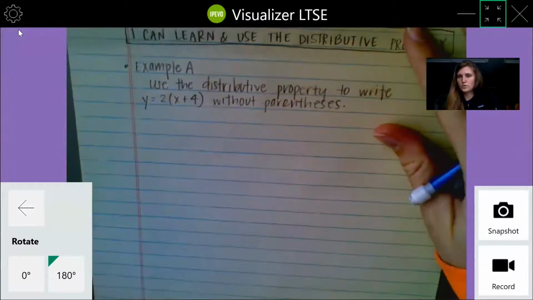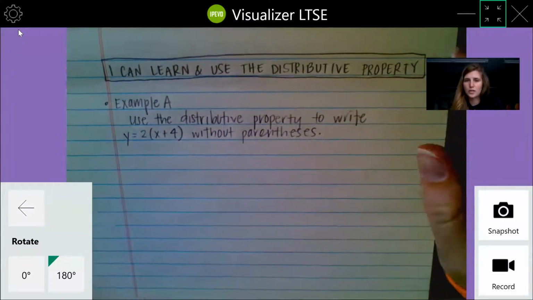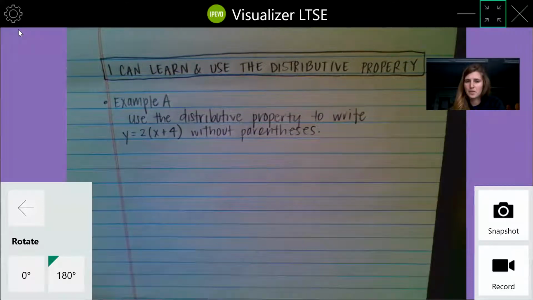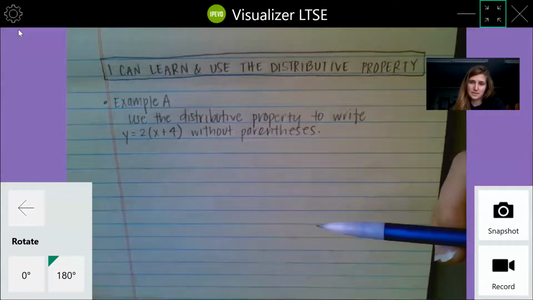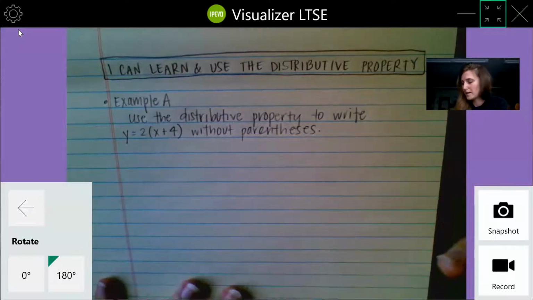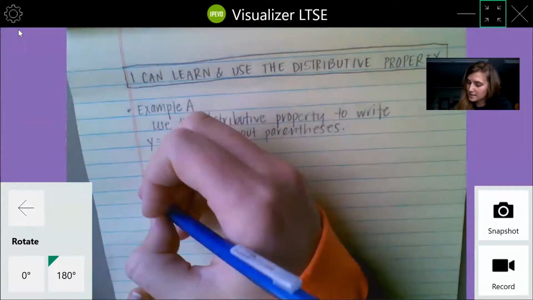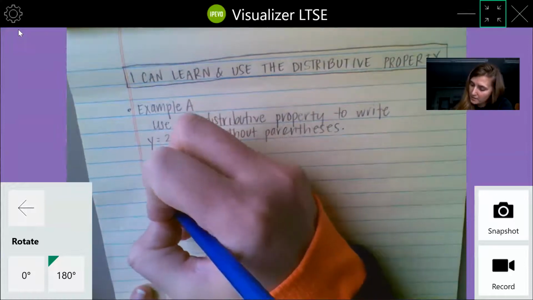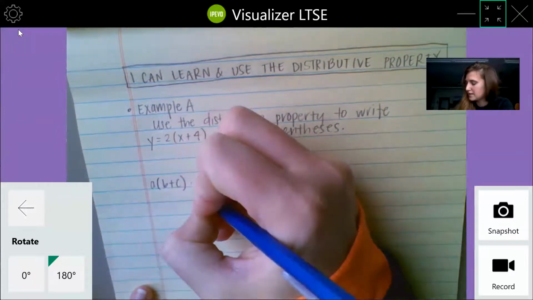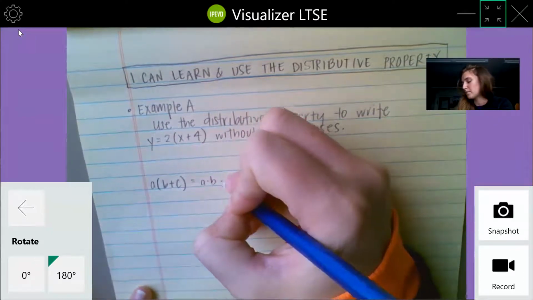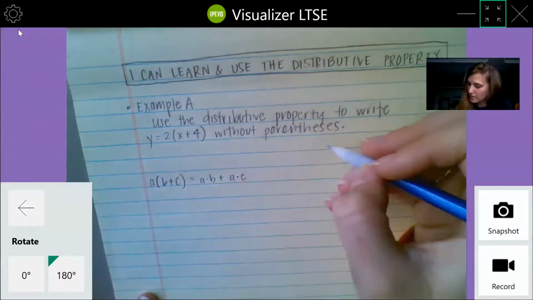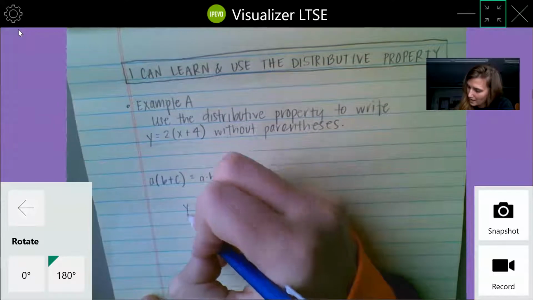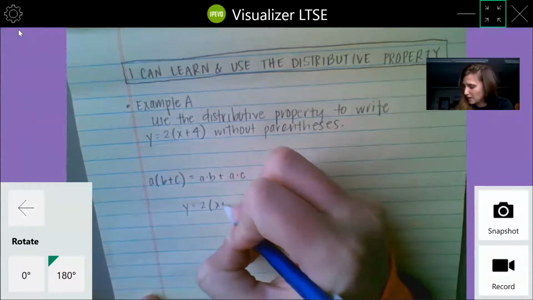So we're going to take a look at one of our objectives. I can learn and use the distributive property. So we're going to use the distributive property to write y equals 2 times x plus 4 without parentheses. Right, so I'm going to remind you what our distributive property looks like. It's a times b plus c is equal to a times b plus a times c. So let's use that up here for this equation. So we have y equals 2 times x plus 4.